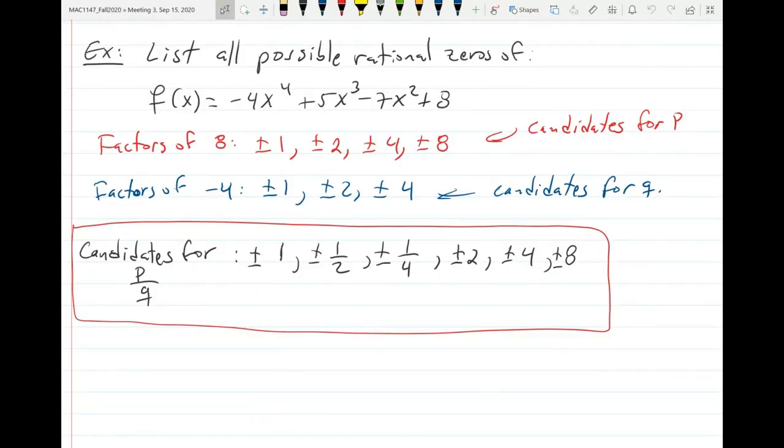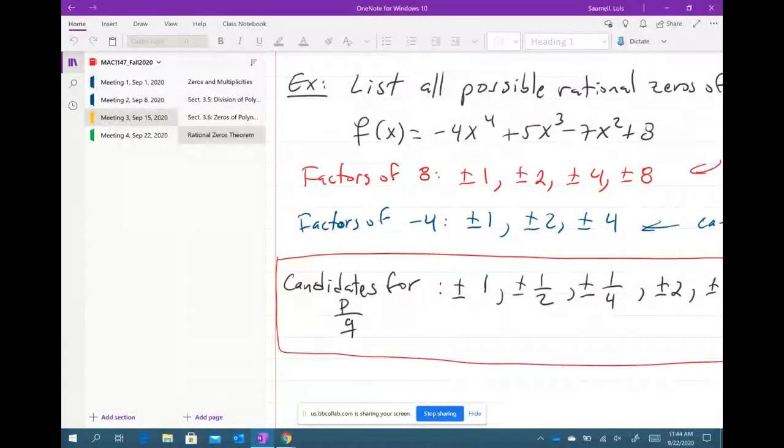Now, for example, this was a degree 4 polynomial. Maybe all the zeros are complex, so none of these guys will work. Or it could be that the zeros are all irrationals, so they're not going to be in this list, okay? So it doesn't mean that this is bulletproof, but at least it's something to start with.